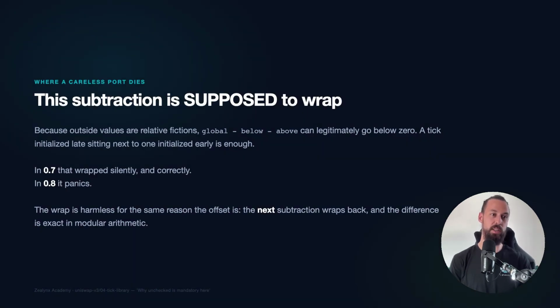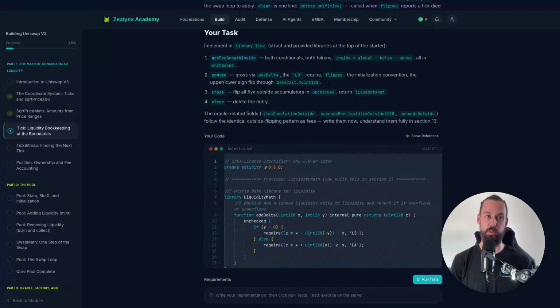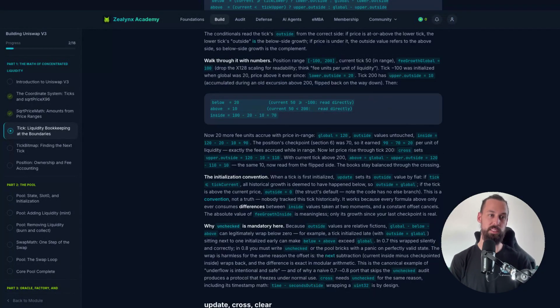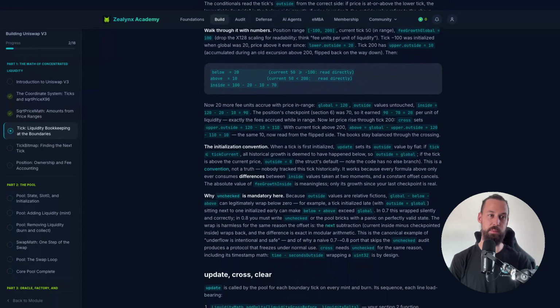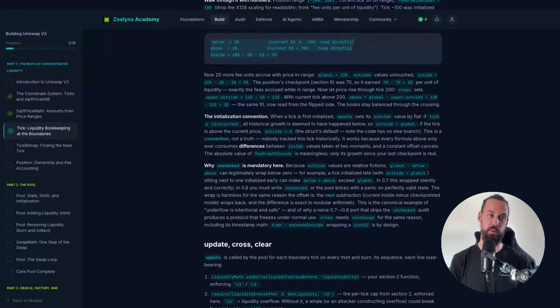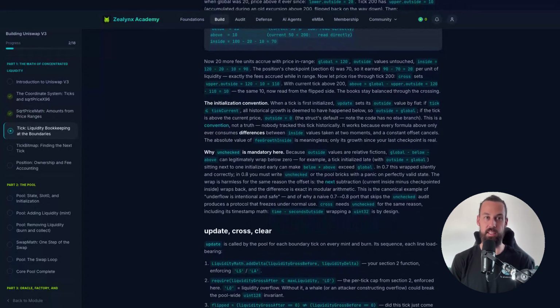Which brings us to the part where a careless port destroys the protocol. Because those outside values are relative fictions, global minus below minus above can legitimately go below 0. A tick initialized late, sitting next to one initialized early is enough to do it. In Solidity 0.7 that wrapped silently and correctly. In 0.8 it panics, so you must write unchecked or the pool reverts on perfectly valid state. Skip that one keyword in the port and the pool breaks under completely normal use.